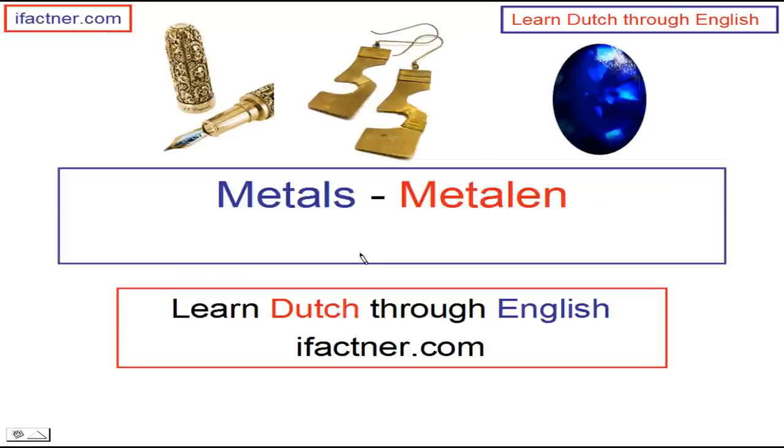Welcome to the Learn Dutch Through English lesson series by ifactner.com. In this lesson, we are going to learn how we call different metals in Dutch. Metals are called metalen in Dutch. M-E-T-A-L-E-N. Metalen. Let's start our lesson.